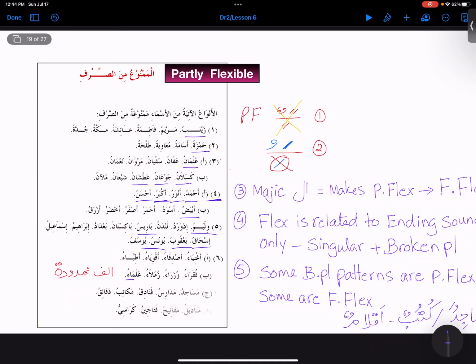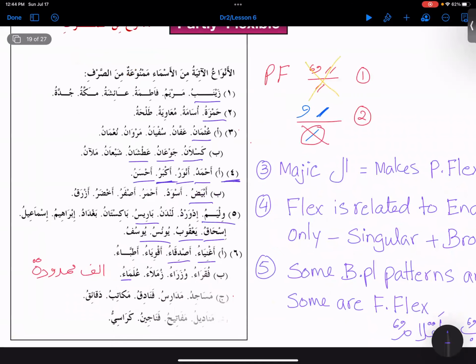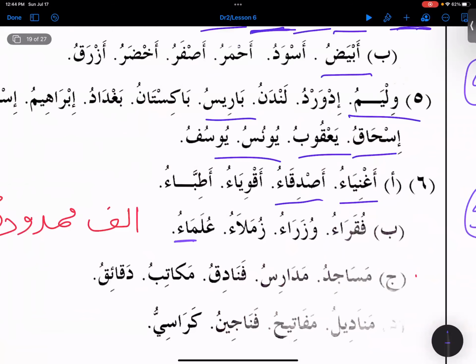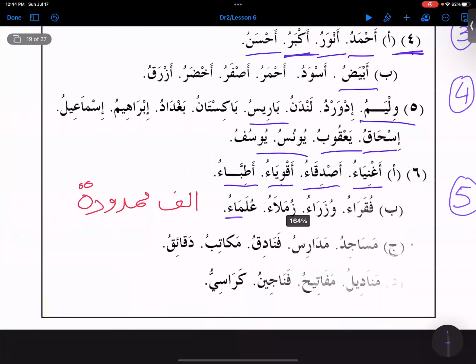And then we have some broken plurals, like we say Ghani, and when we are making it plural, we say Aghniya'u, right? This is the plural. Or we say Siddiq, the friend, and then we say Asdiqa'u. So this is the plural of Siddiq, or friend. Aqviyau, I think this is from Kuwa, the strongest one. Atibau. So all these words are partly flexible.